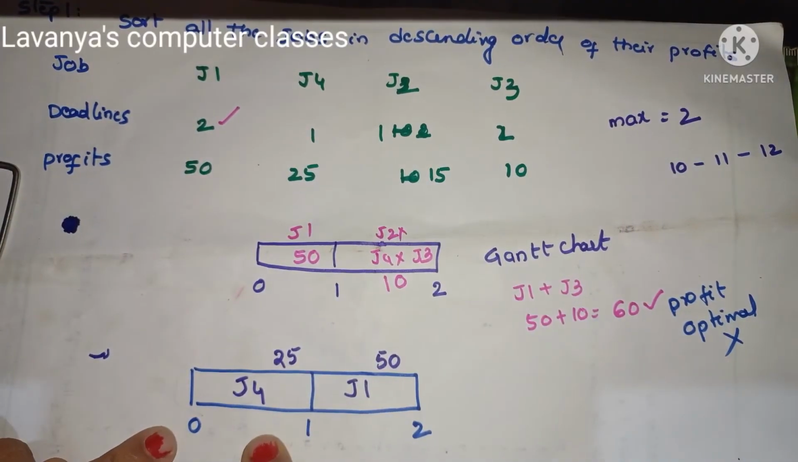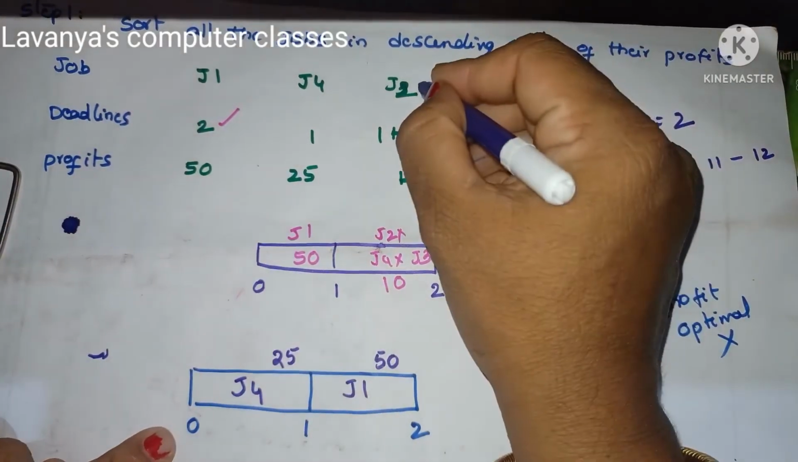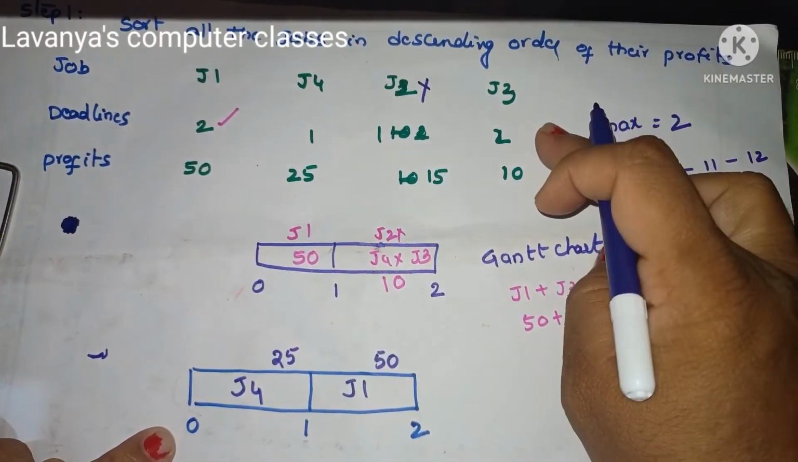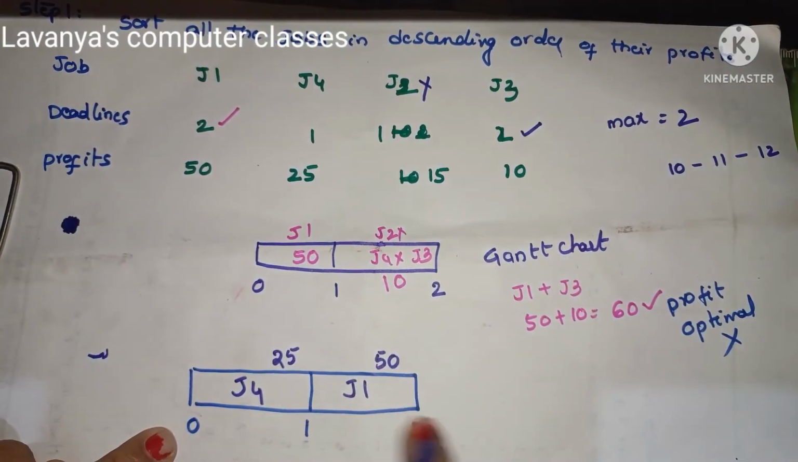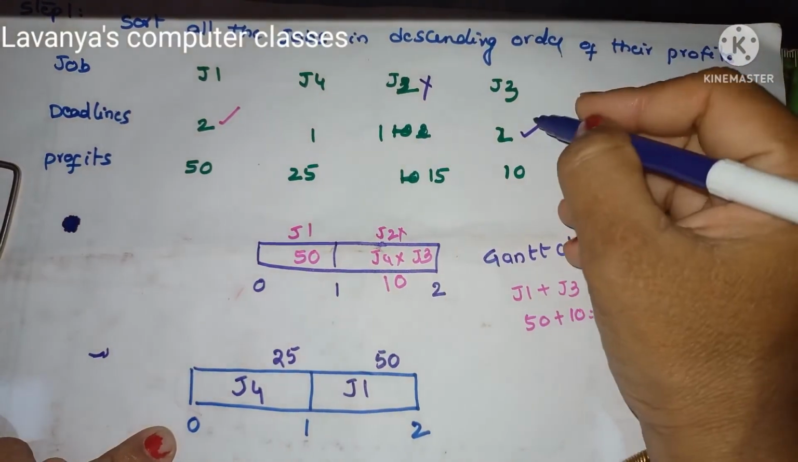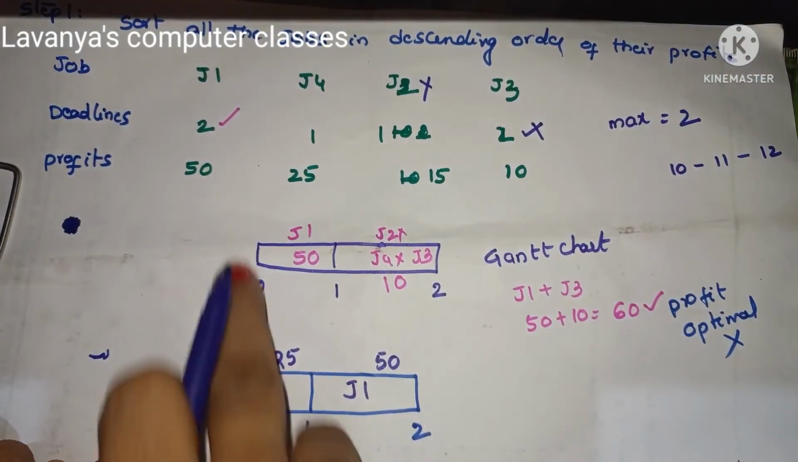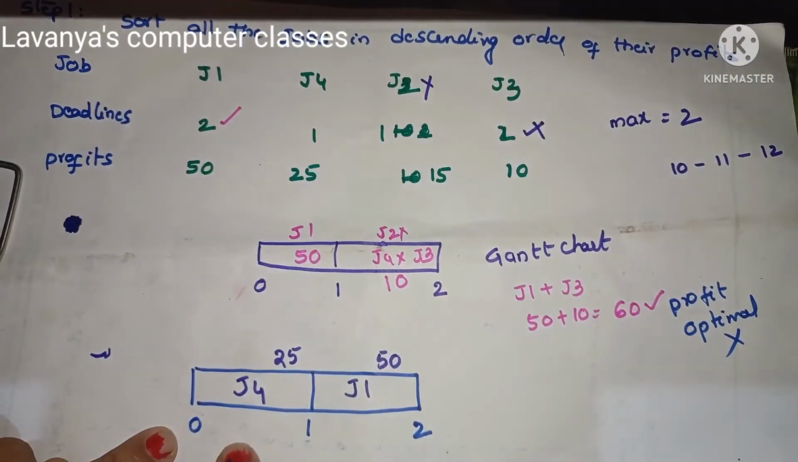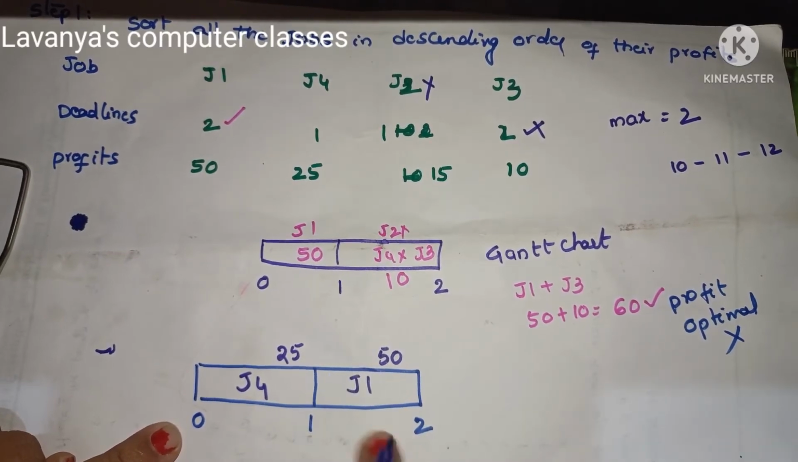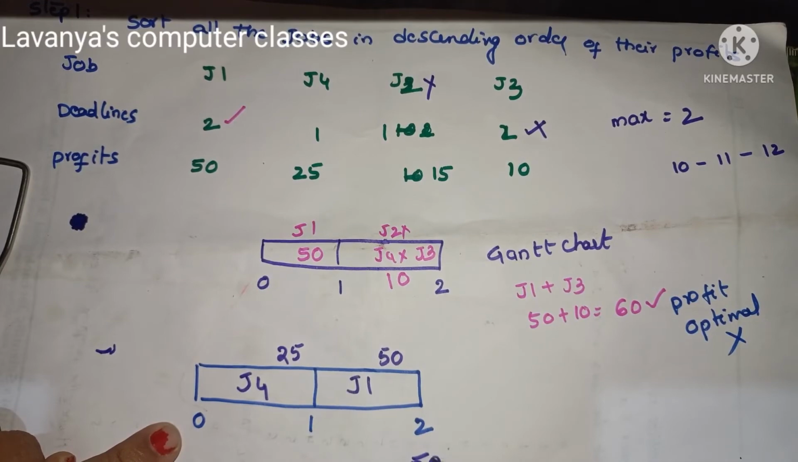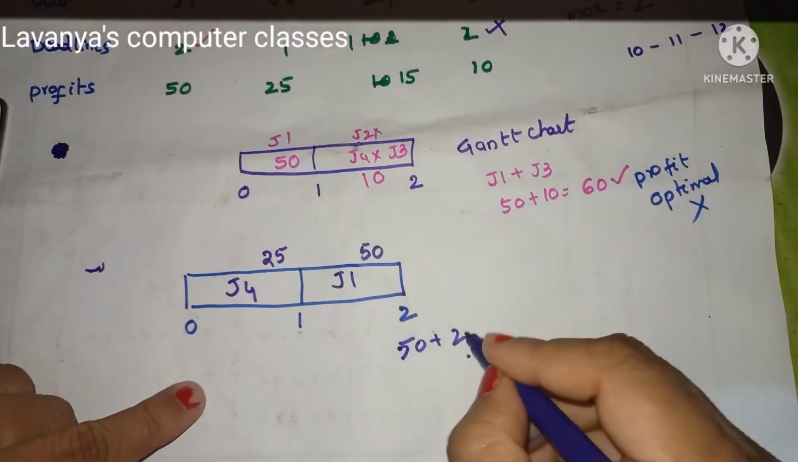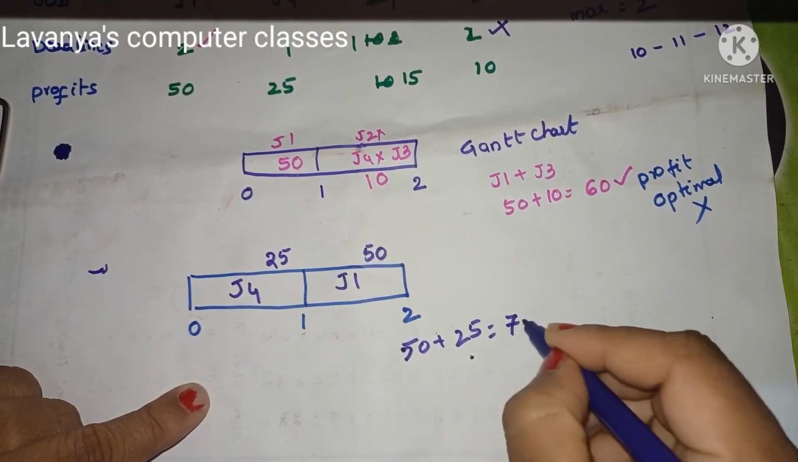Next, J2. J2's profit is 15 but it must be completed within the first 1 hour only. The slot is already booked, so J2 is not possible to select. And the next one is J3. J3's deadline is 2 but both slots are filled, so it is not possible to select. So out of 4 jobs, it is possible to select only 2 jobs, J4 and J1. So what is the maximum profit here? 50 plus 25, that is 75.